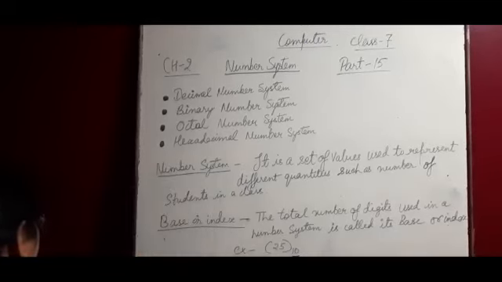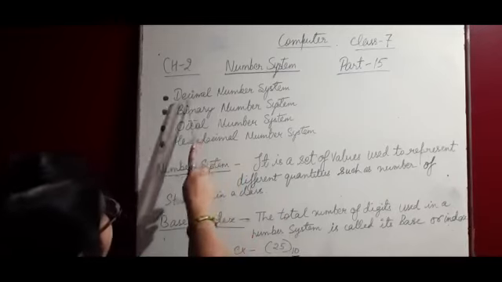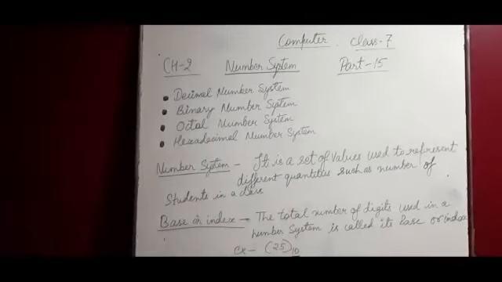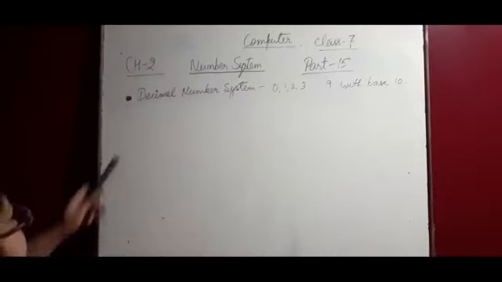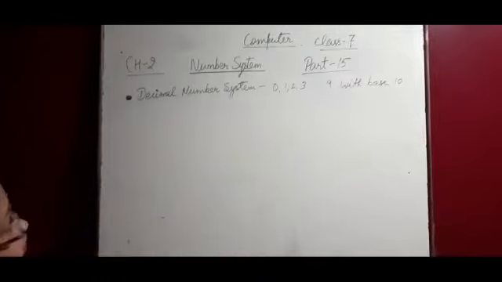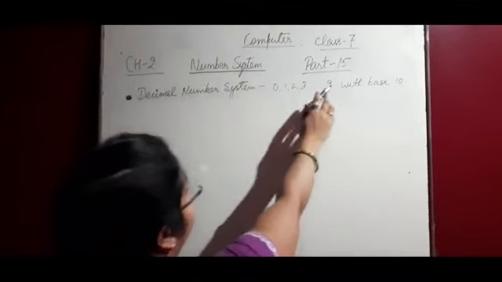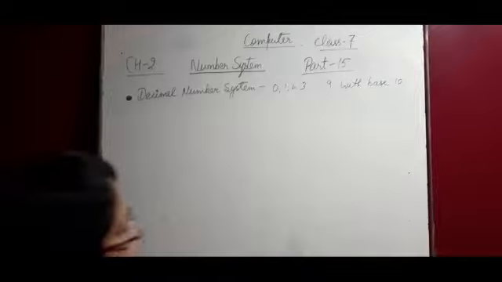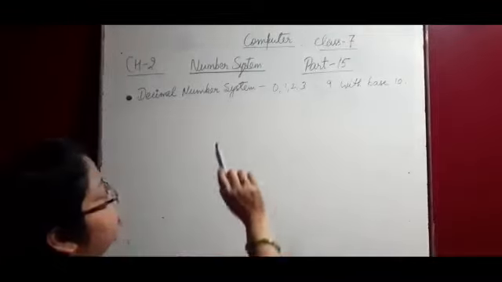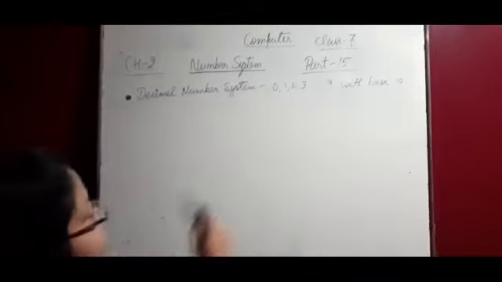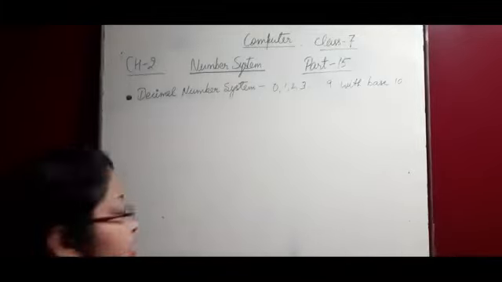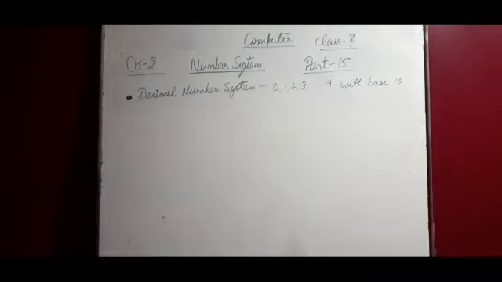Is it clear? Now I am going to start with the decimal number system. The first one is the decimal number system with base 10. Why? Because the digits 0 to 9 are used in the decimal number system. So 1 to 9, nine digits, plus 0, so in total 10 digits are there. So we use the base number 10 in the decimal number system. So 10 is the base of the decimal number system. Hope you understood.